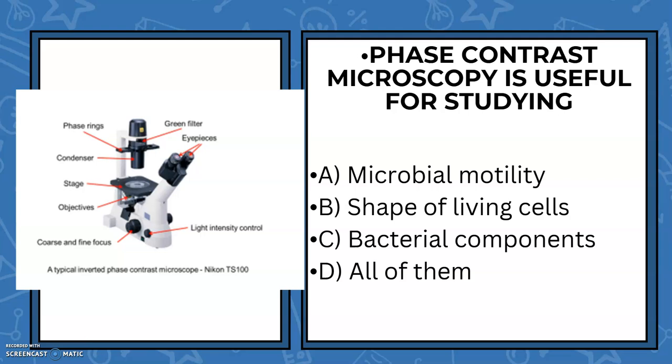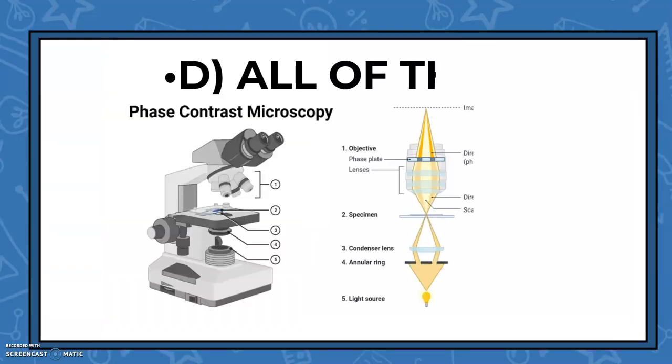Next question is, phase contrast microscopy is useful for studying which of these? Microbial motility, shape of living cells, or bacterial components, or all of them? The answer is, it is used for all of them, because in phase contrast microscopy, the principle is that a phase difference between the direct light and scattered light will produce a better visualization. That is why phase contrast microscopy is used.